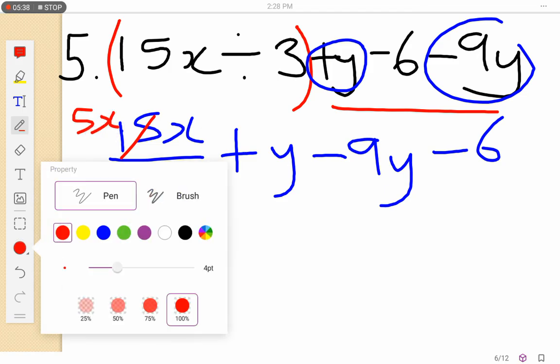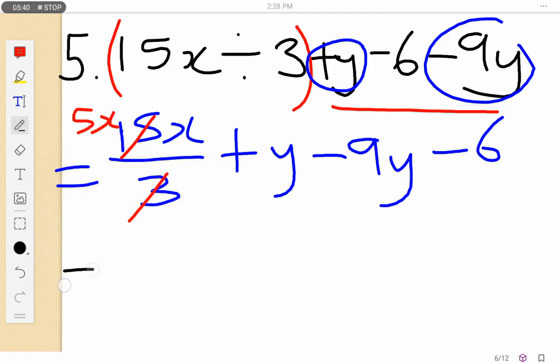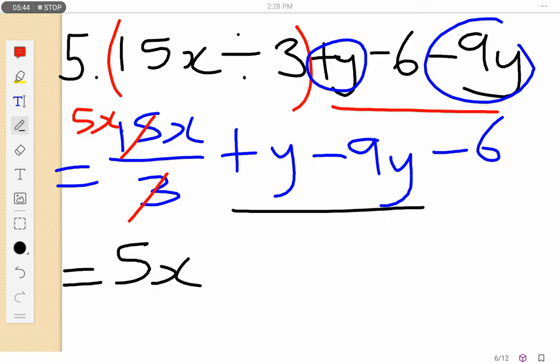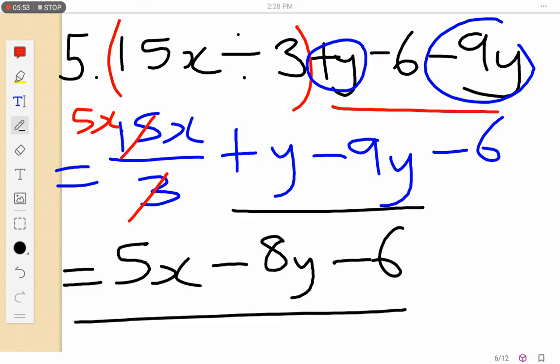So I'll write my answer. I will get 5x. Then for this one, y minus 9y, I will get minus 8y. Then the last one is on its own, it doesn't have a letter, so this becomes the final answer of our question.